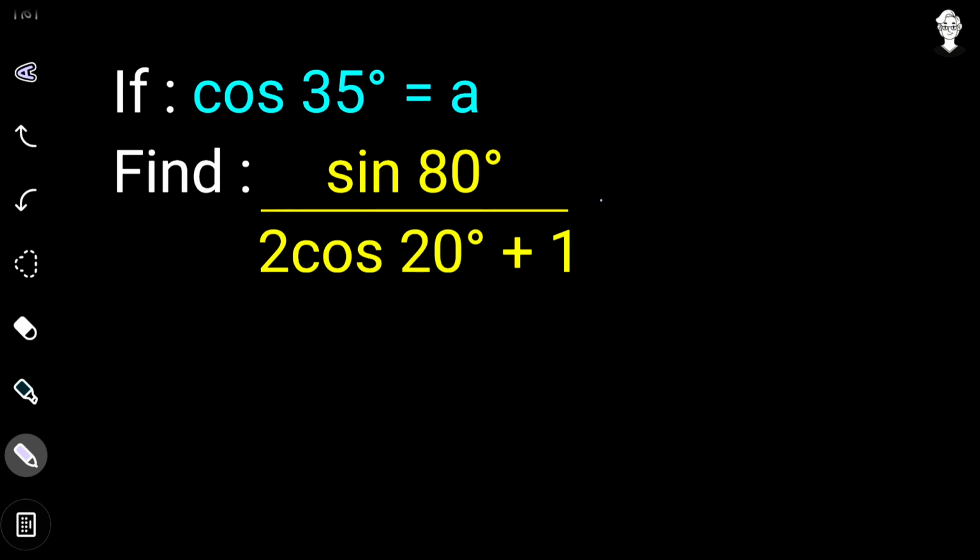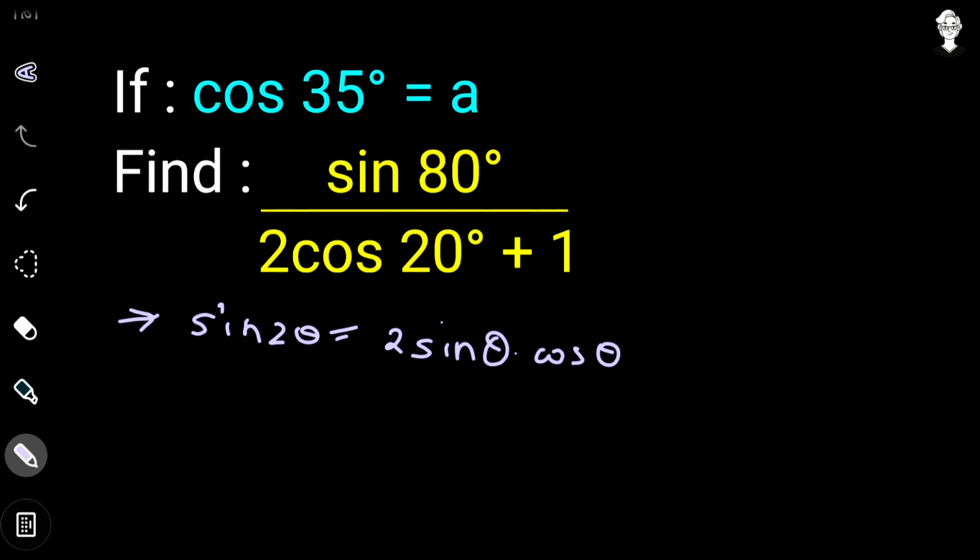So first of all, we are going to simplify this, and in this we concentrate on the numerator, that is sine of 80 degree. What we are going to do is expand this using a trigonometric identity. The identity is that sine of 2 theta is equal to 2 times sine of theta into cos of theta. This is a trigonometric identity.